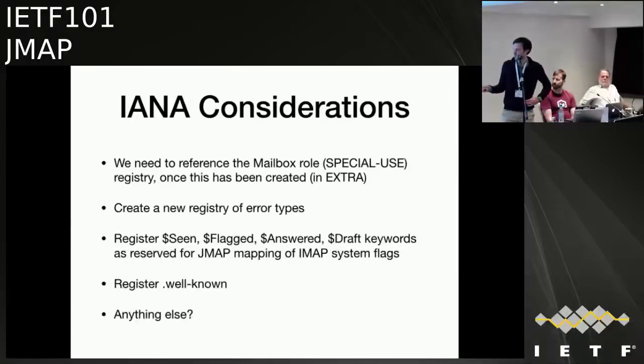We're going to create a new registry of error types, I think, so there's a single place to reference them. Cool. We need to register $seen, $flagged, etc. in the current registry of IMAP keywords to reserve them, because they map to the system keywords in IMAP. Need to register a .well-known for JMAP and an SRV, which I forgot, but Chris reminded me earlier as well, for auto discovery SRV. So SRV, yeah.